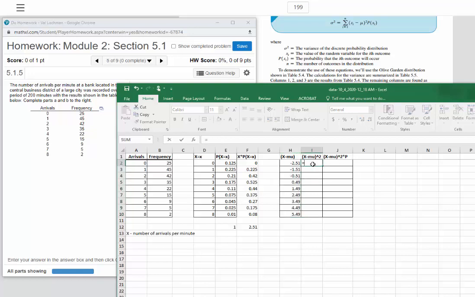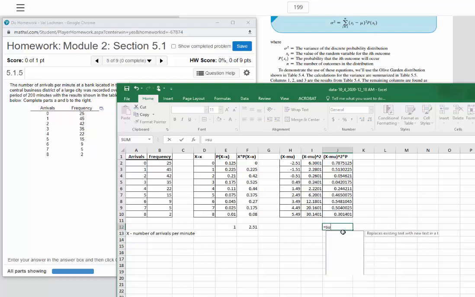Now we need to square this. That's easy. Equal, highlight the cell, times the cell itself. Now we're going to get all of these positive numbers. And now we need to multiply this by the corresponding probability, so this value times the probability. We're going to go back to the probability column, click on that, and copy it down. Now we've done just this part for each individual output. We didn't sum it up just yet.